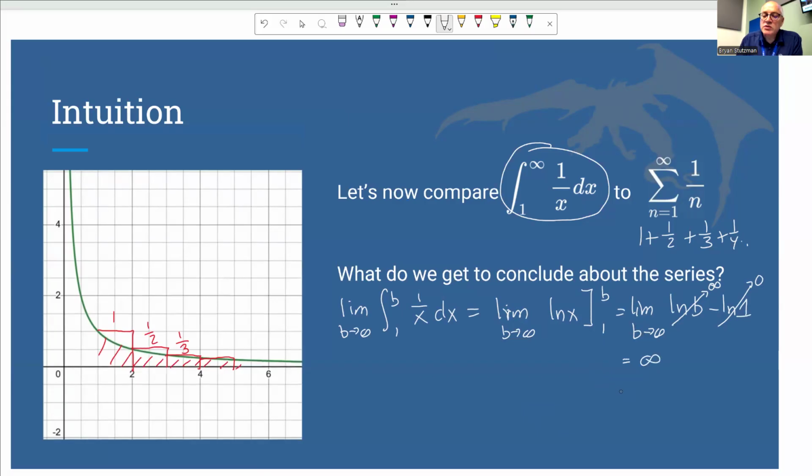So that's infinite, which means that the integral is divergent. And the sum, the infinite sum, which in this case was a little bit bigger than that, is also divergent.